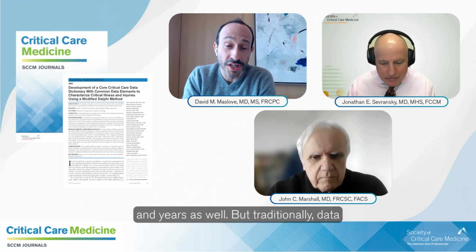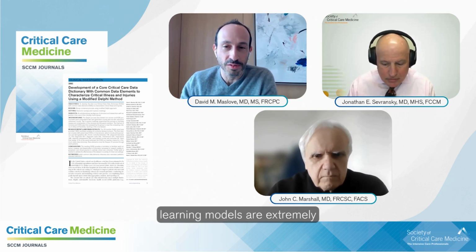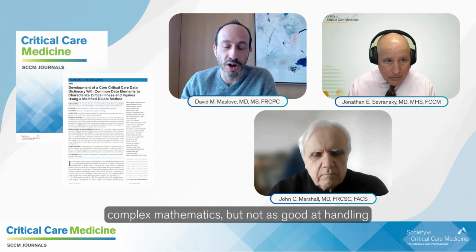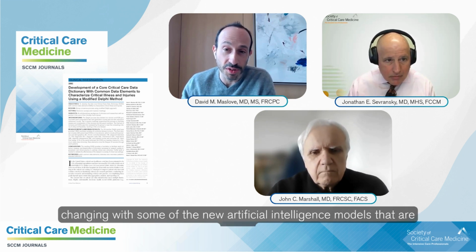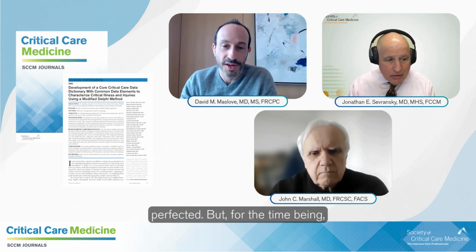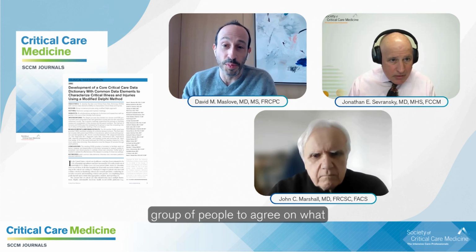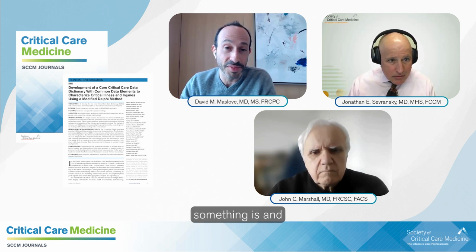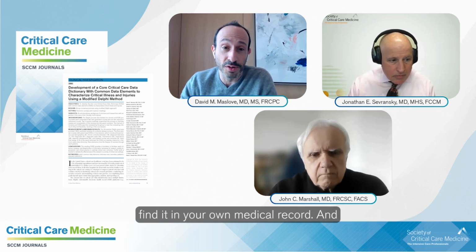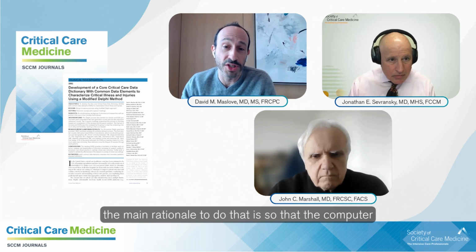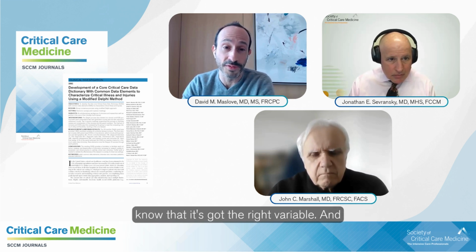But traditionally, data science models and machine learning models are extremely good at handling numbers and complex mathematics, but not as good at handling concepts and meaning. And that may be changing with some of the new artificial intelligence models that are being perfected. But for the time being, you need a group of people to agree on what something is and what the important things are, and then how to define it and how to find it in your own medical record. The main rationale is so that the computer can collect it and compute with it and know that it's got the right variable.